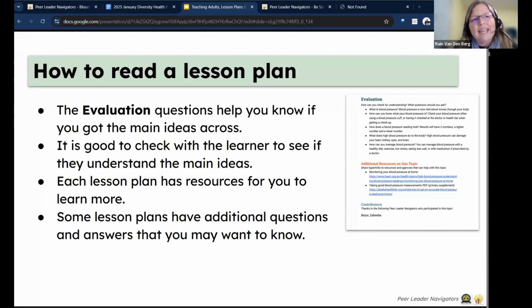And we'll see this at the end: Erin told you today what our learning objective was, and I'm going to check to see if we got there or not at the end. So it's good to check with the learner to see if they understand the main ideas. And then just so you know, at the end, there might be other questions and answers that are a little bit different in each lesson, but most of them have the sources and links for more.